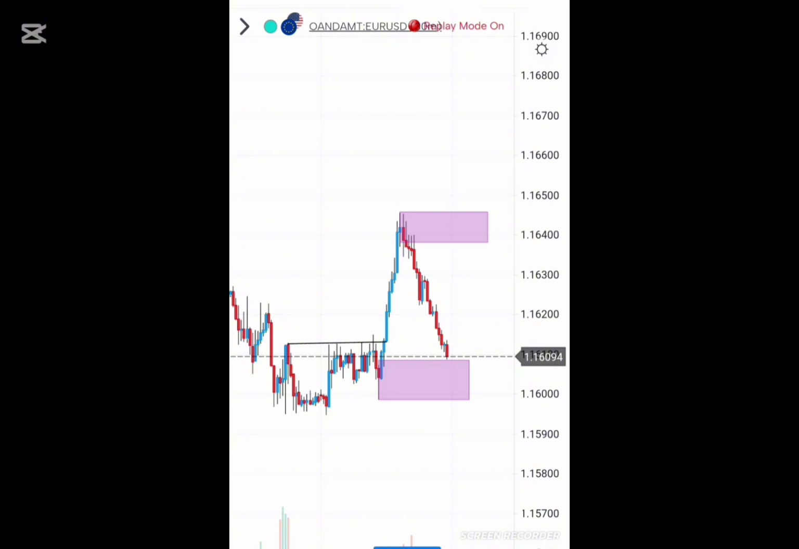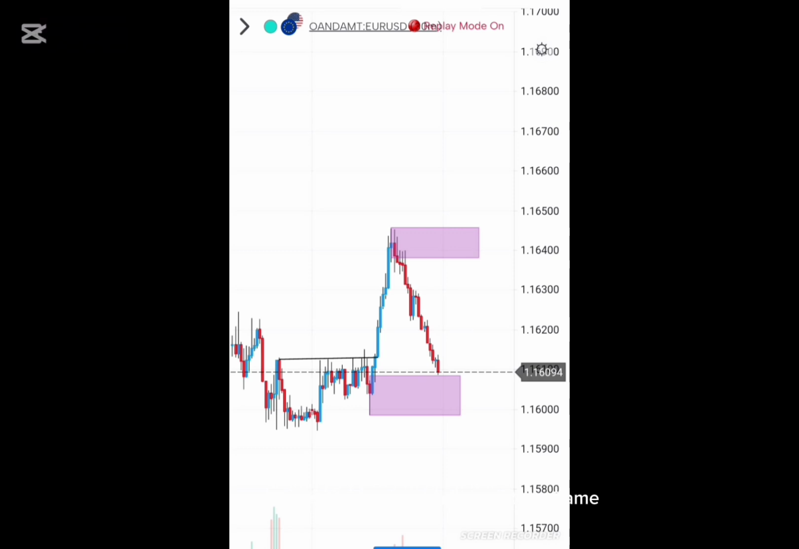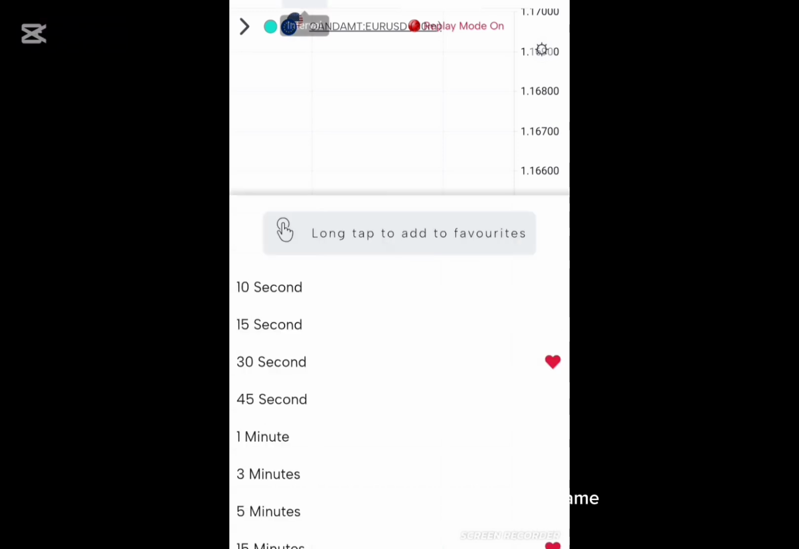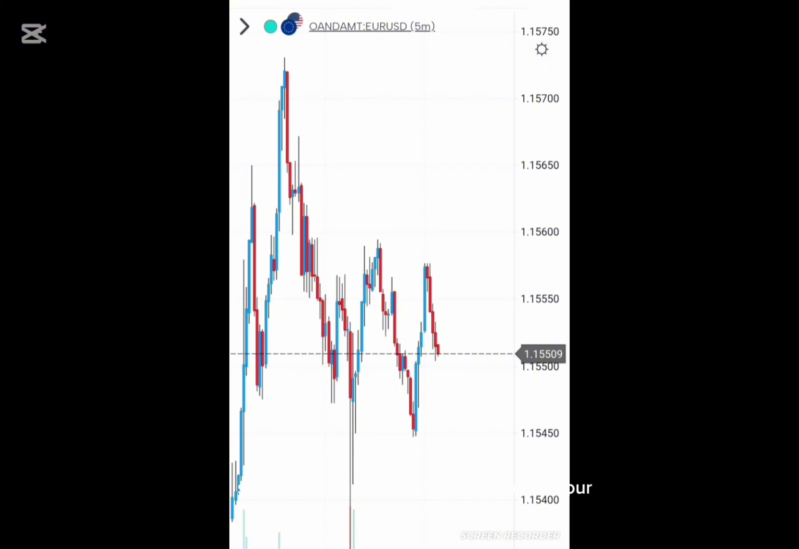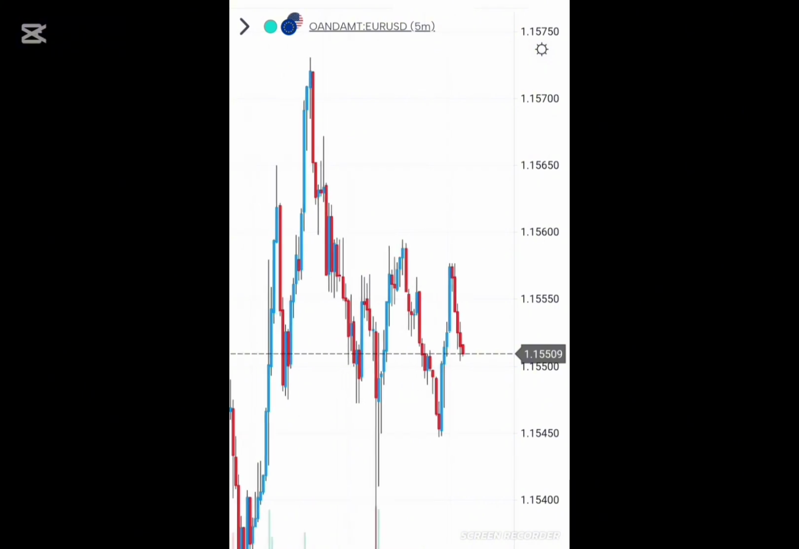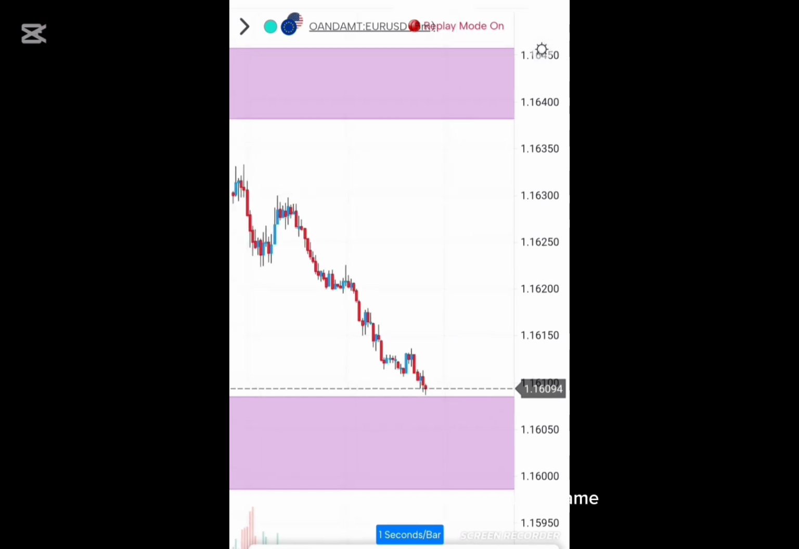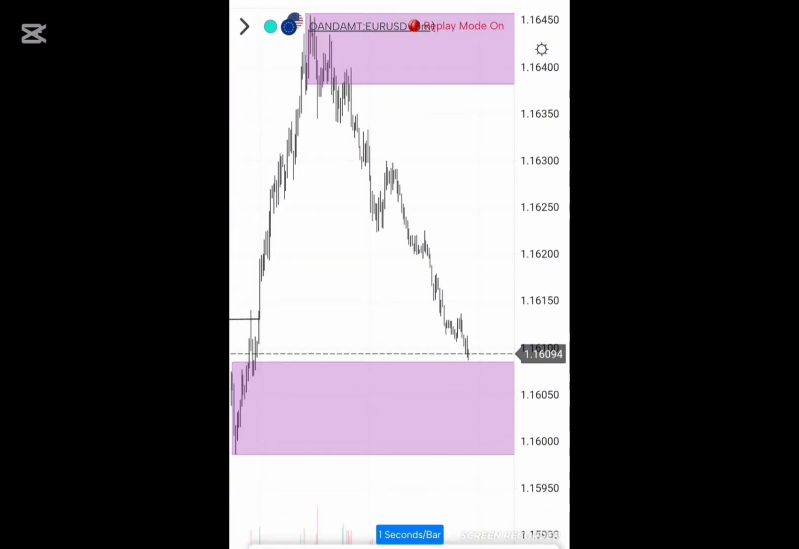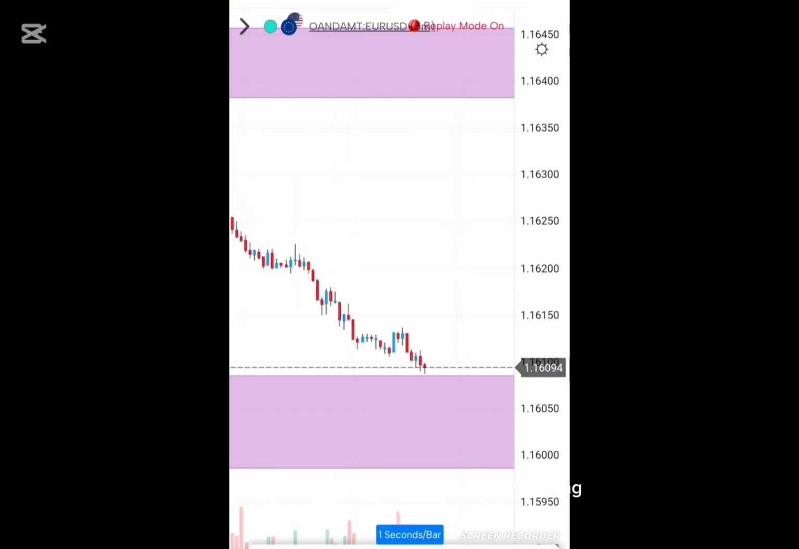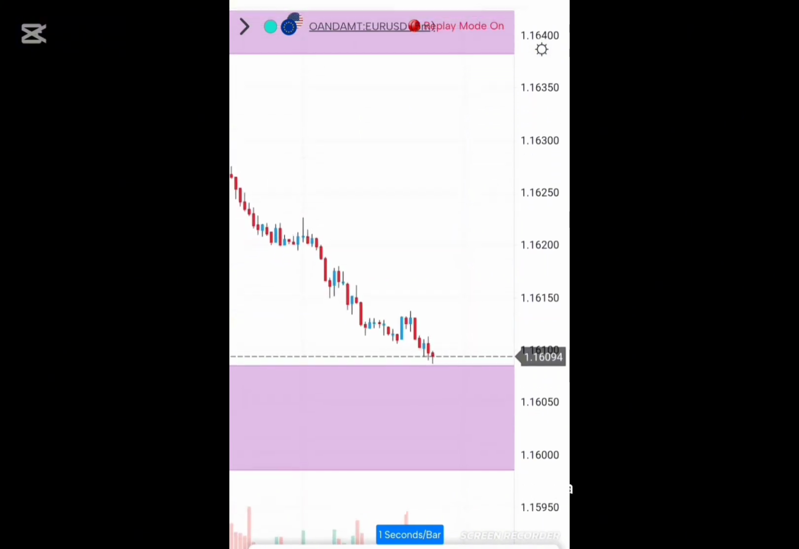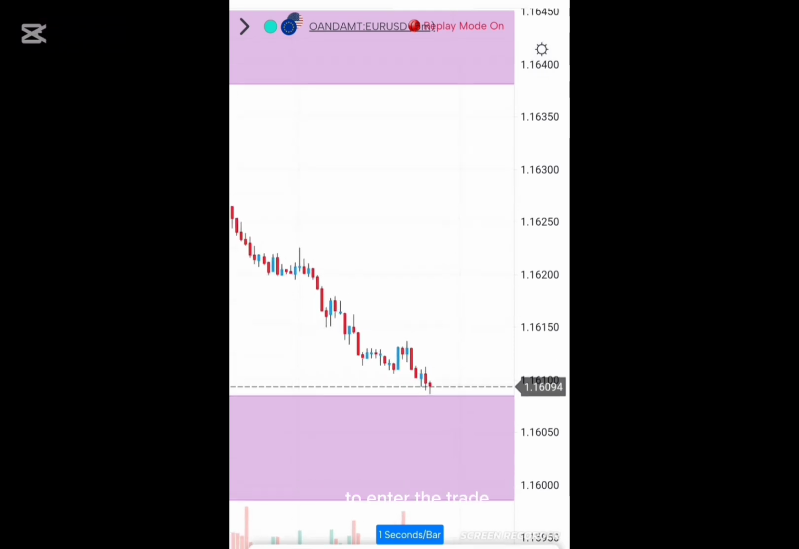As you can see, the price has already reached our demand area, and therefore we go to the lower time frame, such as the 5-minute time frame, to look for our entry. Now as you can see on the lower time frame, we have our well labeled demand, and the price is currently approaching our demand zone. Now let's wait and see if we will have a confirmation to enter the trade.